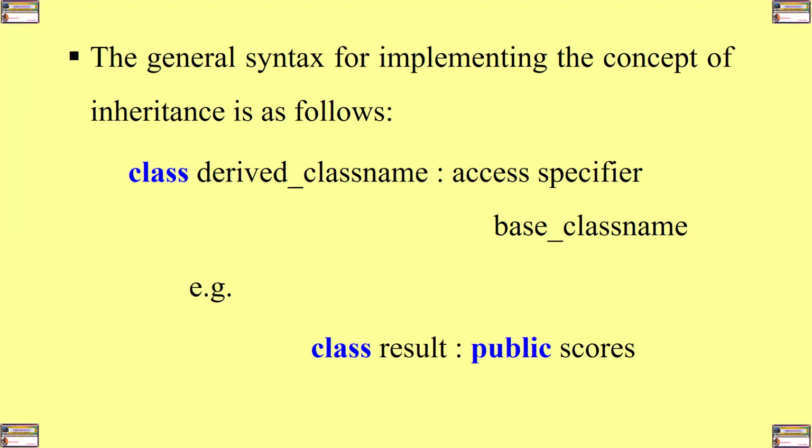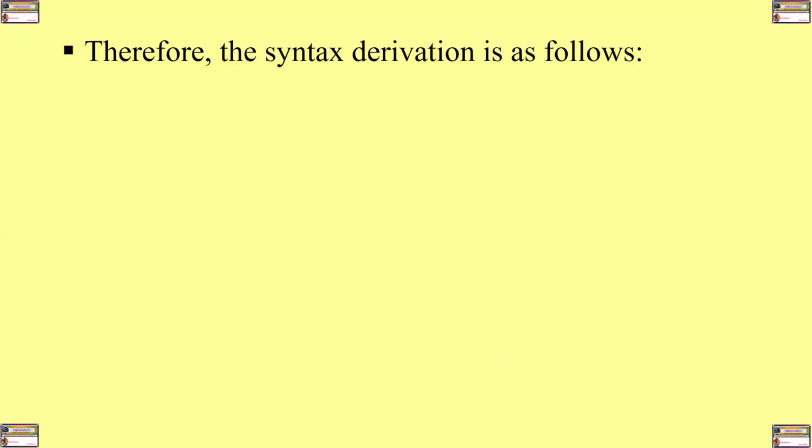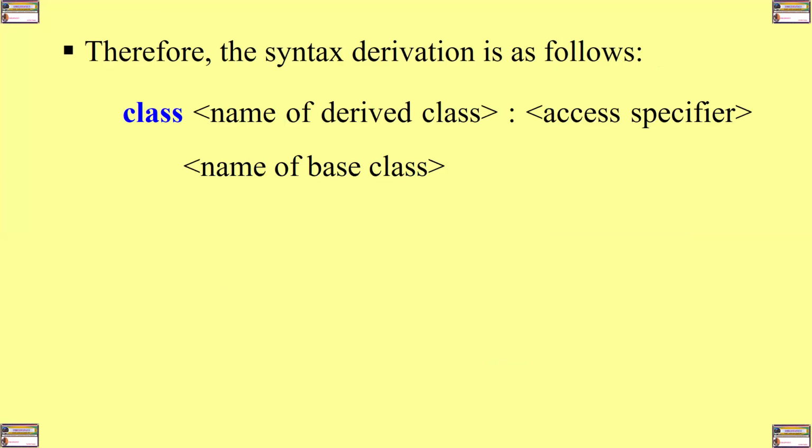Now, this colon simply is an indication that result is going to make use of, or is going to be given permission to make use of, the members of the class called scores. Therefore, the syntax for derivation is as follows. Class, name of derived class, colon, access specifier, then name of base class.